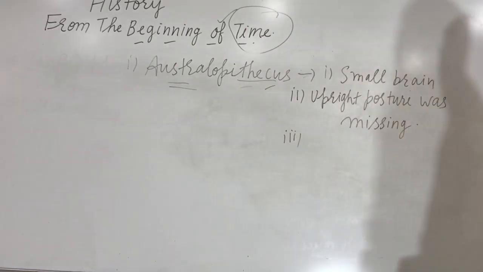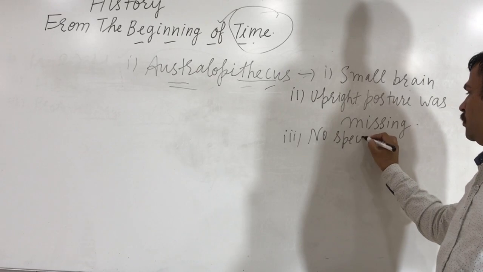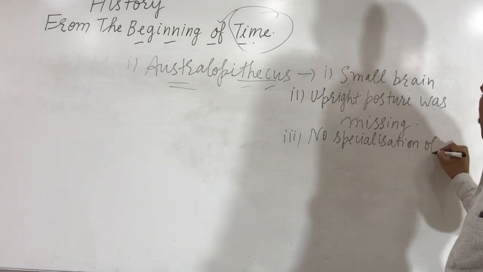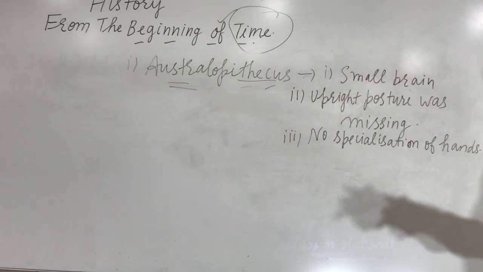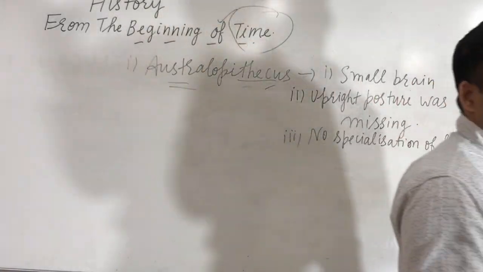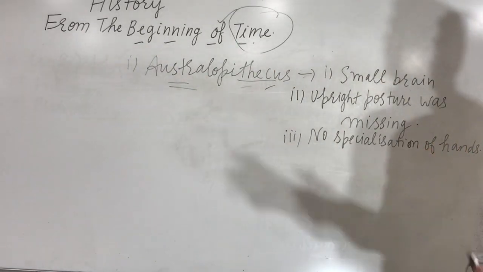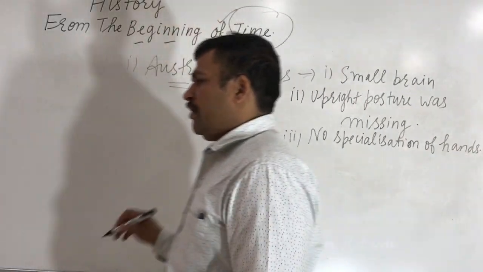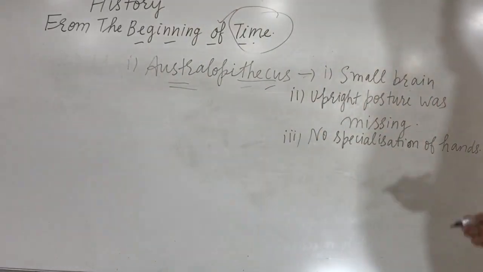Third thing is that there is no specialization of hands. You can see our hand, the gripping hand, and if we compare it with the monkeys, the thumb part is missing. Due to this reason, we human beings are in a position to work better, or our gripping power is good in comparison with these early humans.